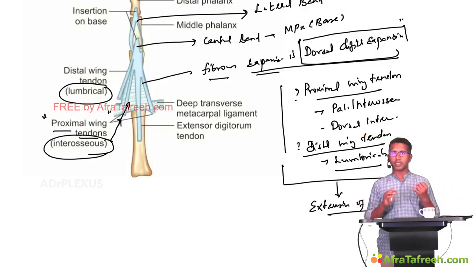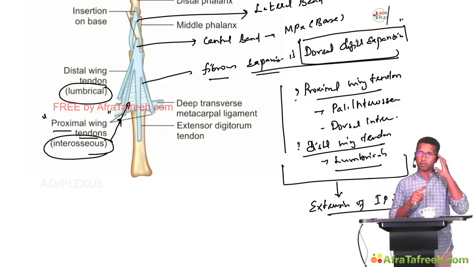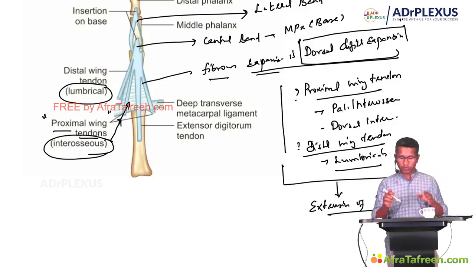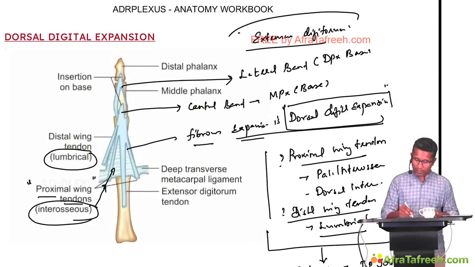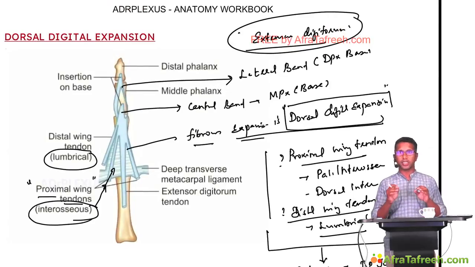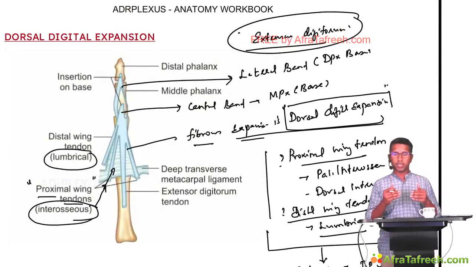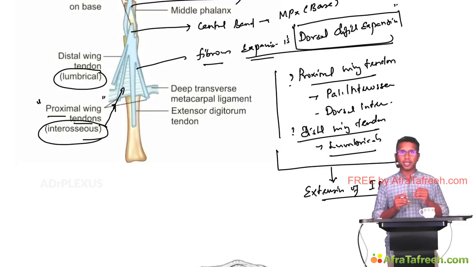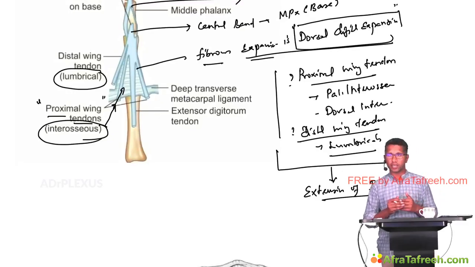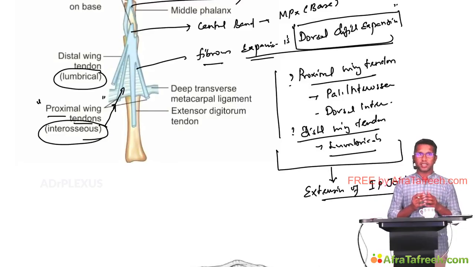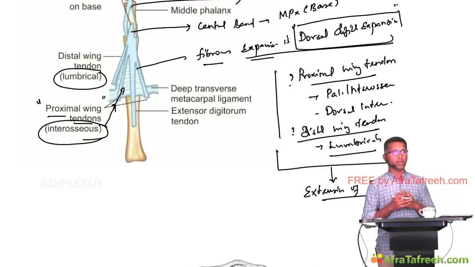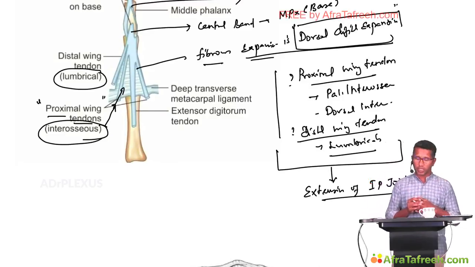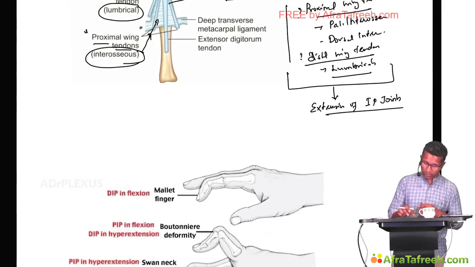And how many wing tendons are there? One is called the proximal wing tendon, another is called the distal wing tendon. So please remember, guys, the dorsal distal expansion is formed by the extensor digitorum, and to the extensor digitorum proximally certain muscles get attached, called proximal wing tendons. Distally a muscle is attached, that is called the distal wing tendon. The muscle attached distally is the lumbricals, and the muscles attached dorsally are the interosseous muscles. So this is about the dorsal distal expansion.